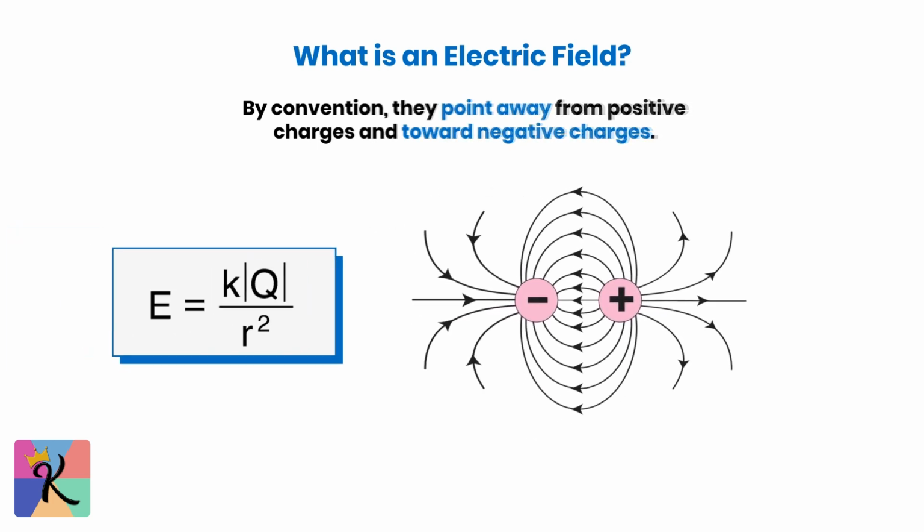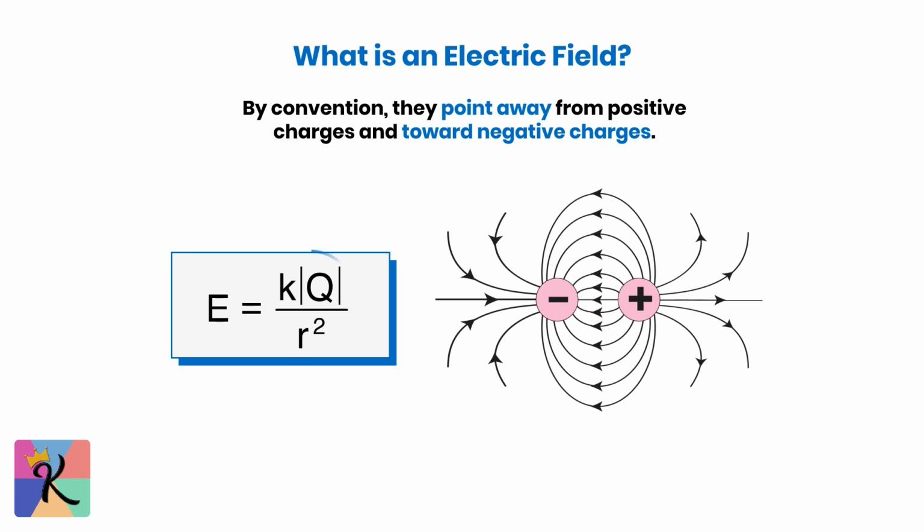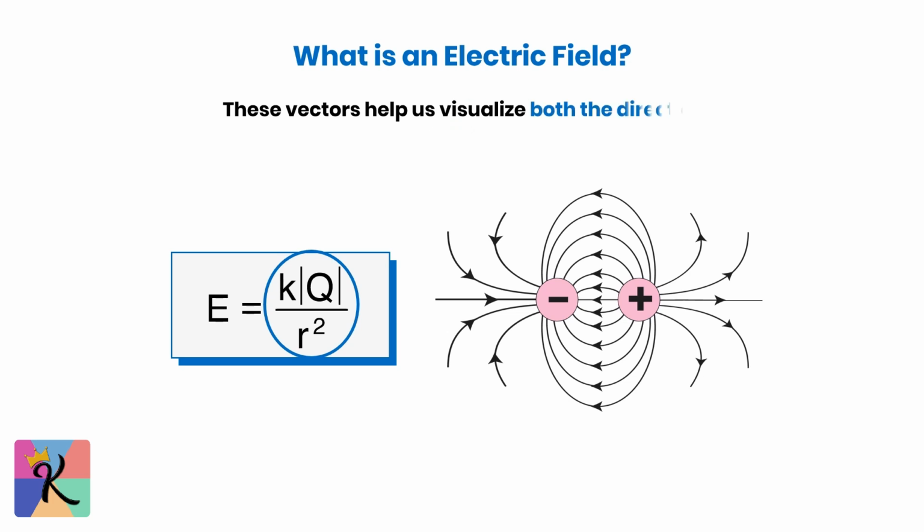The strength of the electric field decreases with distance. It follows an inverse square law, meaning it weakens rapidly as you move away from the charge. These vectors help us visualize both the direction and magnitude of the field at different points.